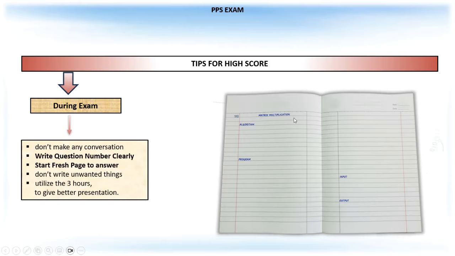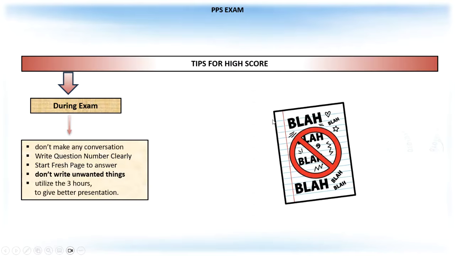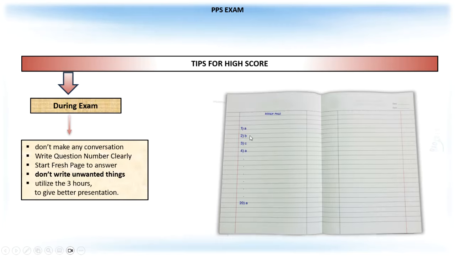Start a fresh page to answer. Write the question number clearly. Don't write the question number on the right side of the margin. The question number should be visible and clearly identified by the evaluator. Don't write unnecessary things in your answer booklet. Some students write the MCQ answers on the rough page. This is treated as malpractice. This page is especially for rough work. It cannot be used for showing your answer or collecting answers from others.